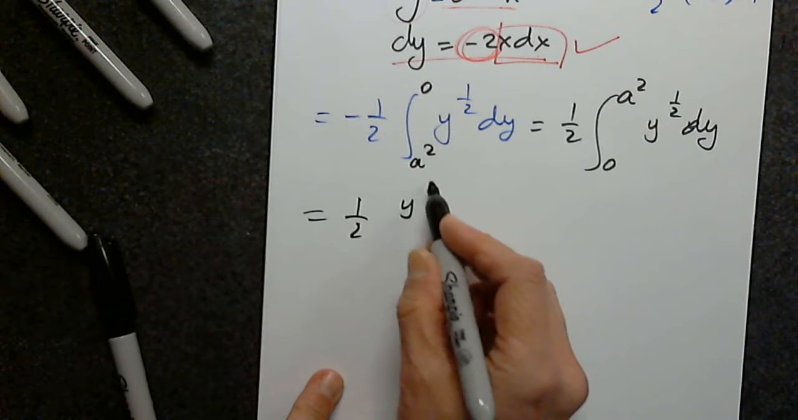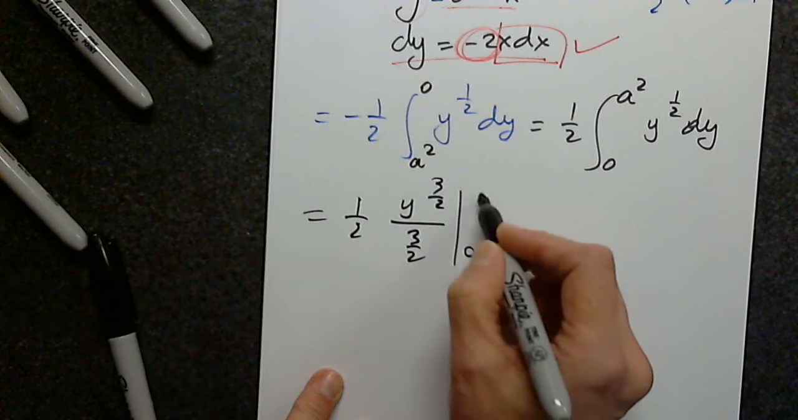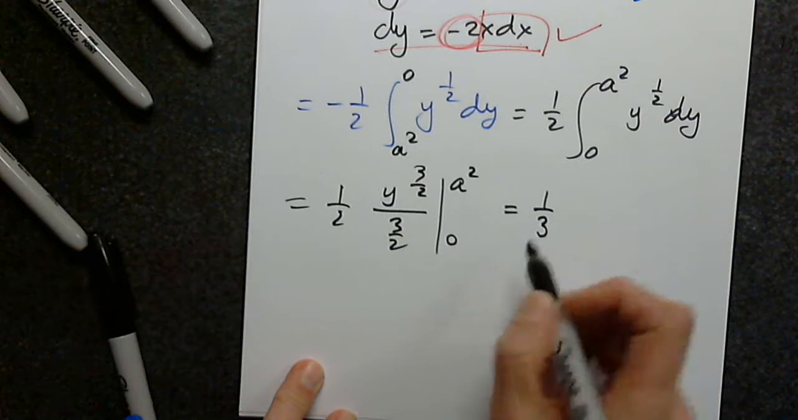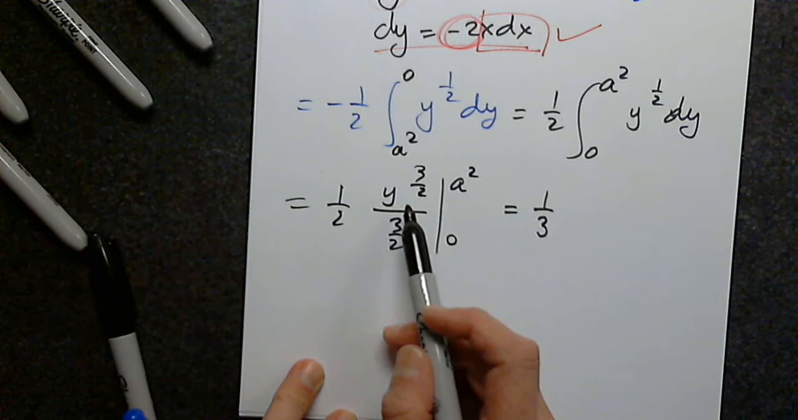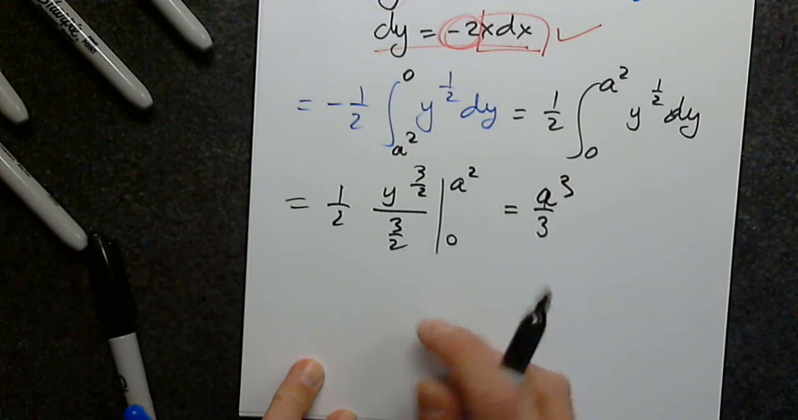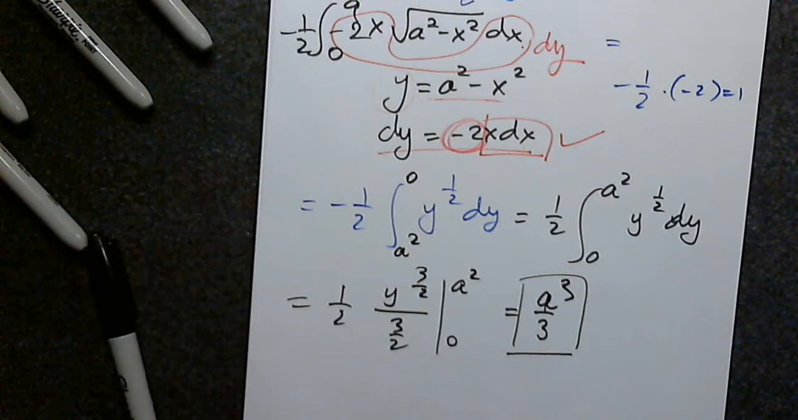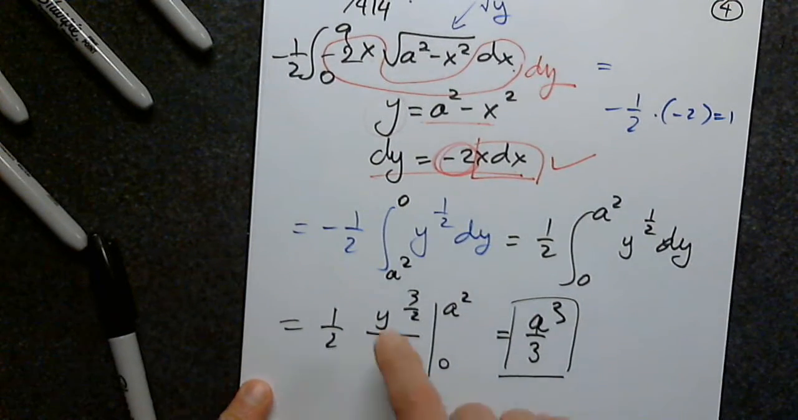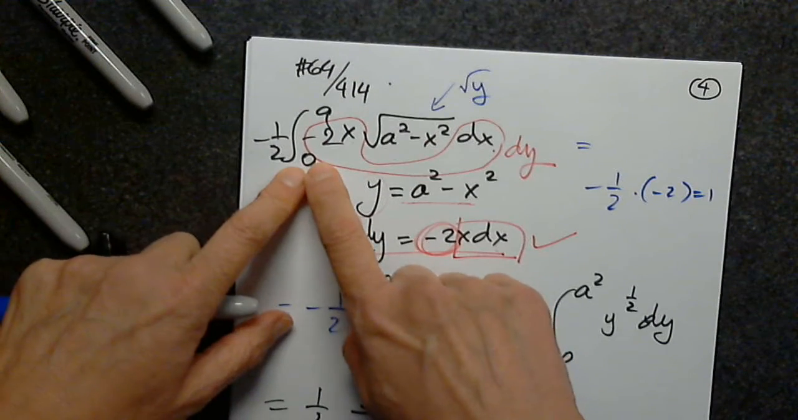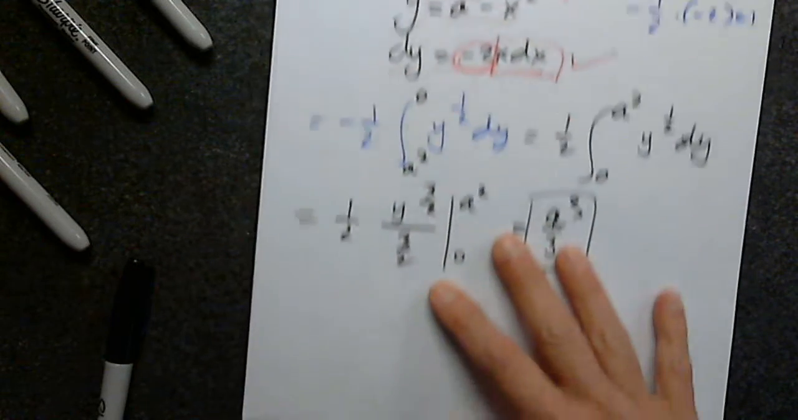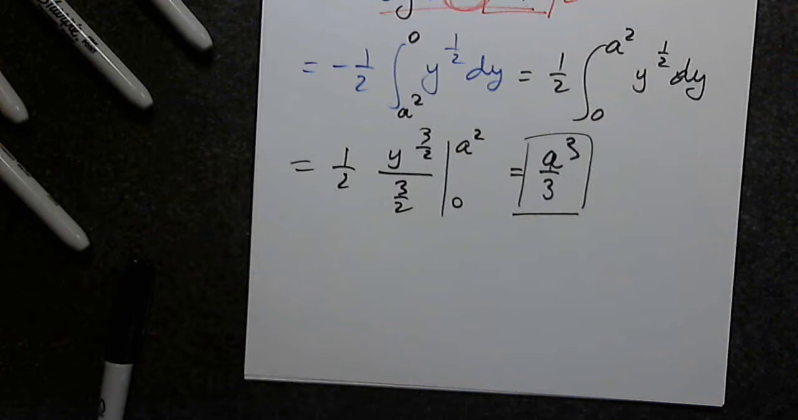So this is 1/2 y to 3/2 over 3/2 from 0 to a squared. I flip and I get 1/3. And then the square root of a squared is a to the 3rd. And when I plug in 0, I like it. It's 0. So why is that one 0? What do you mean by 0? The lower limit? Yes. So shouldn't it be a squared minus a? Oh, it's a squared minus a squared. We're good. Okay, I'd rather go back and check because you may see something that I don't.